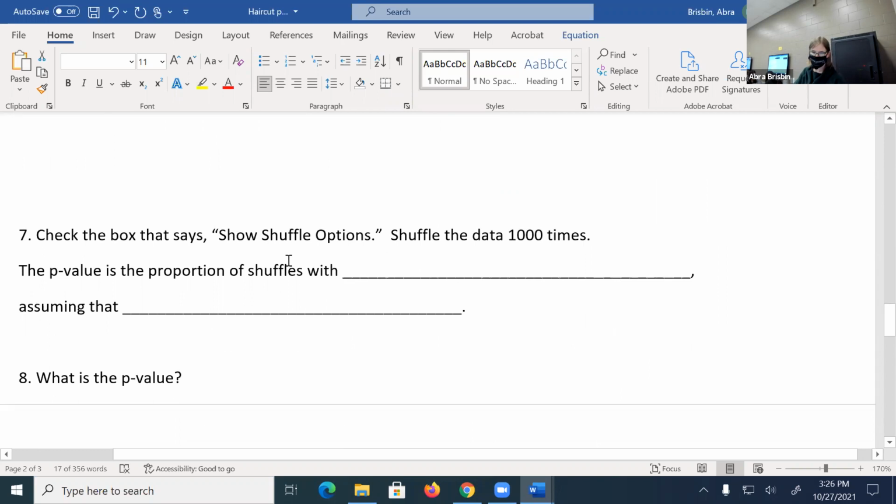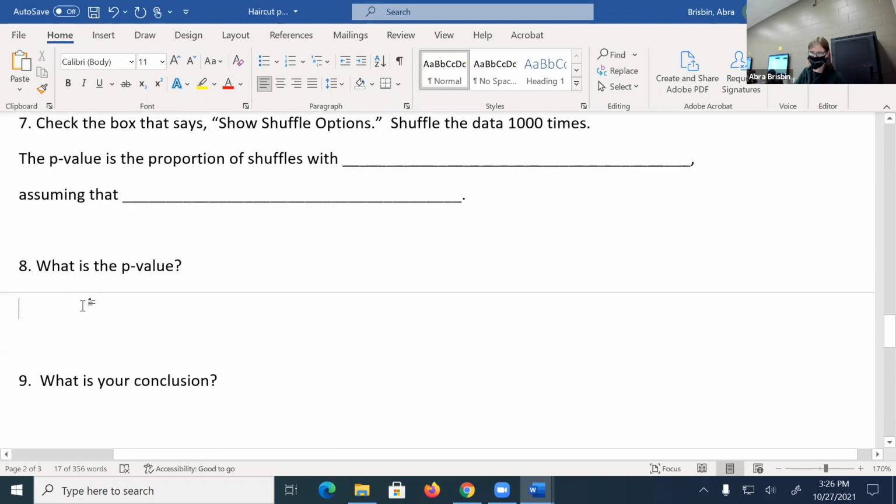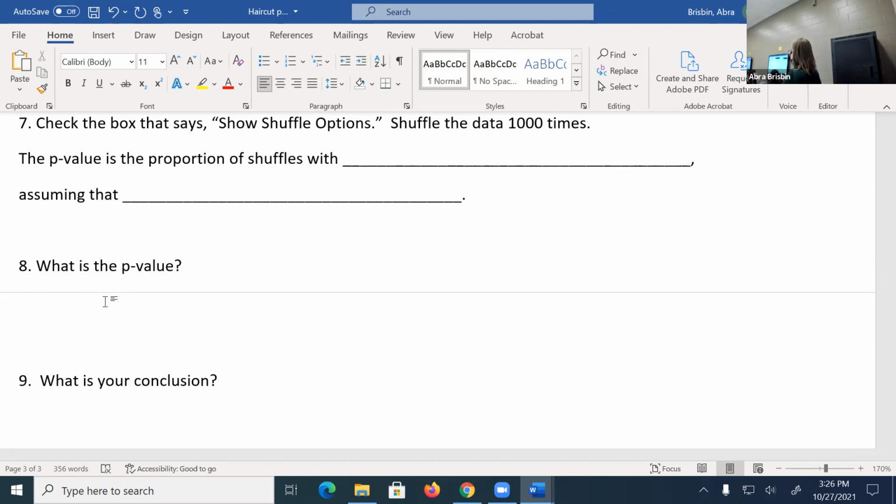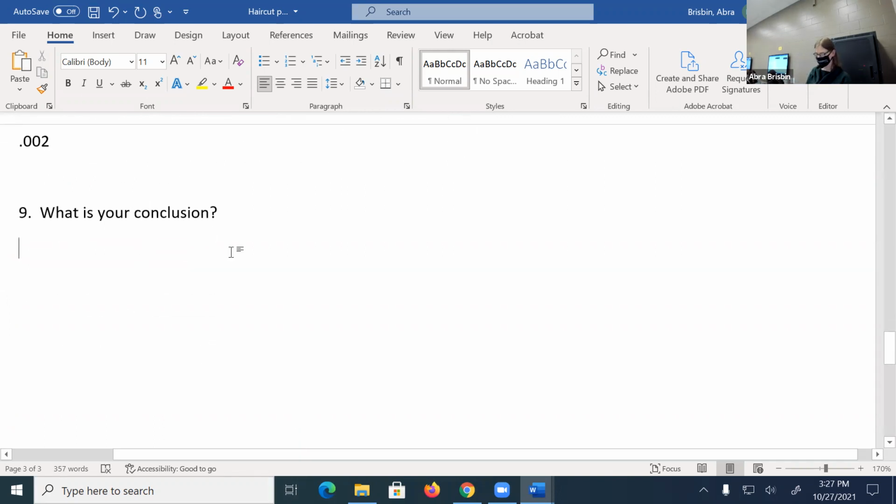So let's skip down to what p-value did you get? Table 4, what p-value did you get? 0.000. Other tables got something similar? Probably not exactly the same, but same conclusion. All right, and table 4, how did you phrase your conclusion based on that? There is very strong evidence that there is a positive association between gender and hair.